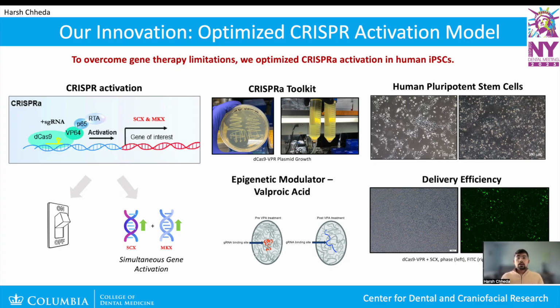Now, in the CRISPR activation model, we first wanted to build our toolkit, which also included valproic acid, an epigenetic modulator, which helps loosen the chromatin to help it become more accessible so that we're able to upregulate these genes easier. Now, the most important part was the usage of the human pluripotent stem cells, which in the future have a direct translation to stem cells in the periodontal ligament.